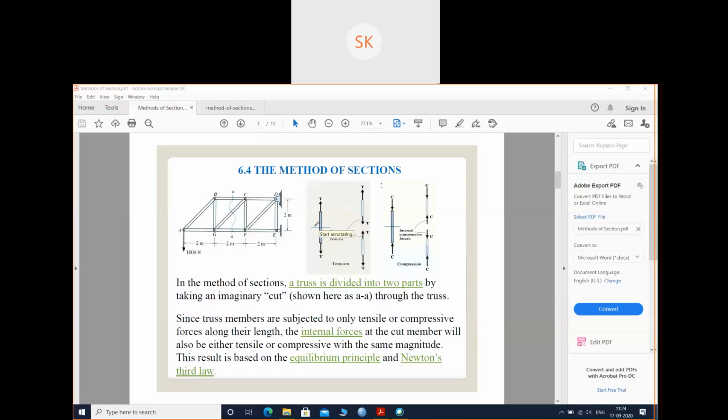See, this is the whole member. I made a cut of this section. Then these are the internal stresses, which are also in tension. In the same way, if the member is in compression at the end points, when I make a cut, the member at the section is also in compression. So that's how. Next, you have to use the equilibrium equations to find the forces.